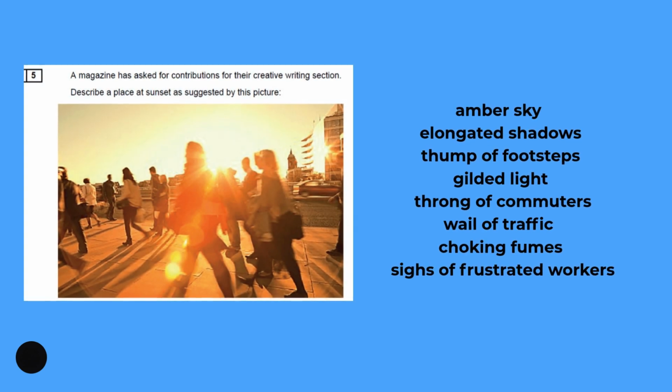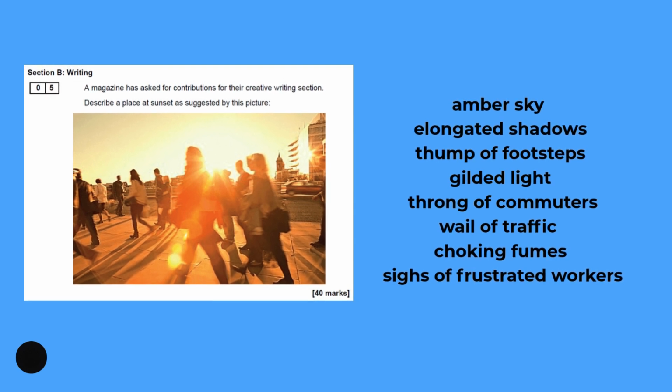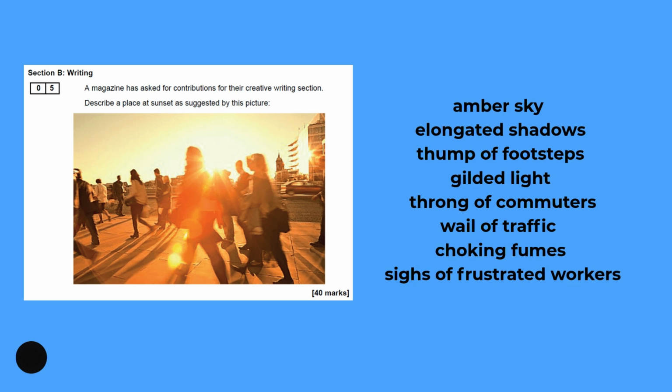So here's a short list of words and phrases that I came up with when I was looking at this picture. Not necessarily used all of these in my actual piece, but it just gets your creative juices flowing. So I've got amber sky, elongated shadows, the thump of footsteps, the gilded light, the throng of commuters, wail of traffic, choking fumes, and sighs of frustrated workers. What would you write? Put your answer in the comments for what your words and phrases will be.